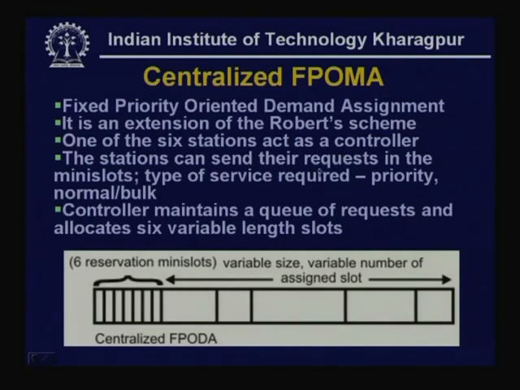The stations can send their requests in mini slots. Here there are mini slots. We have assumed that there are 6 stations, so these are the 6 mini slots in which requests can be sent, along with the priority of that packet, whether it is a normal packet or bulk data, which also has to be specified. And the controller maintains a queue of requests and allocates variable length slots.